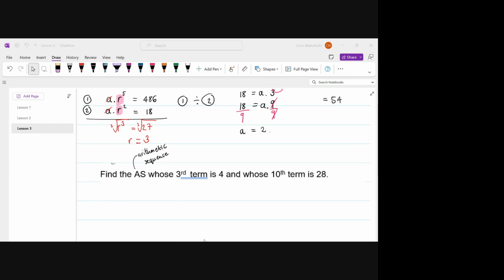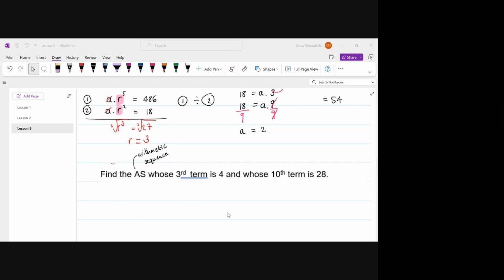Now, in this particular case, because it is an arithmetic sequence, instead of dividing, what are we going to do with our two simultaneous equations? How do we find the common difference? That's it, princess. We will subtract. We will minus one from the other in order to get what we need. All right. Okay, so go try that one.